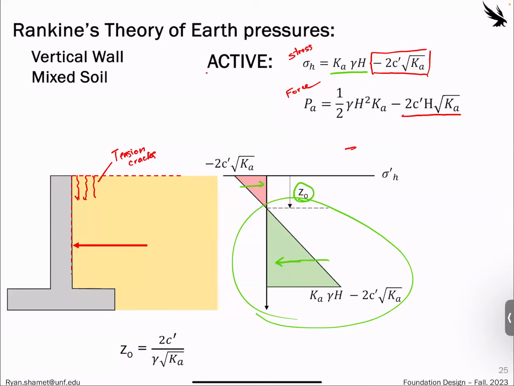So this is only in the active case, because remember, the soil is going to be pushing against or moving into the wall, or actively moving against the wall. So the cohesion offsets some of that, essentially, because the cohesion is holding it together.